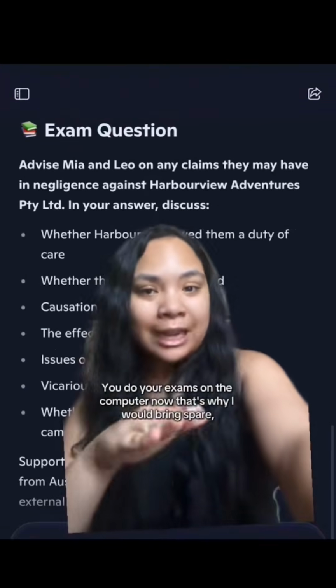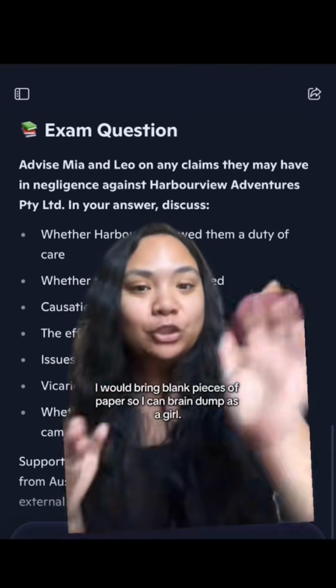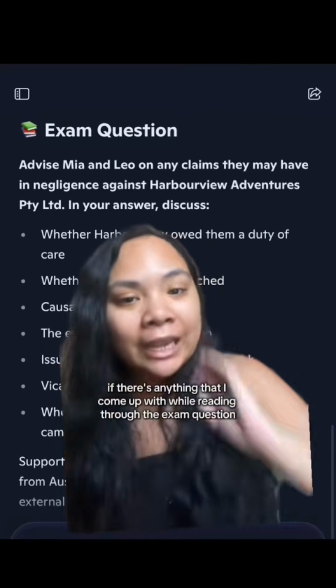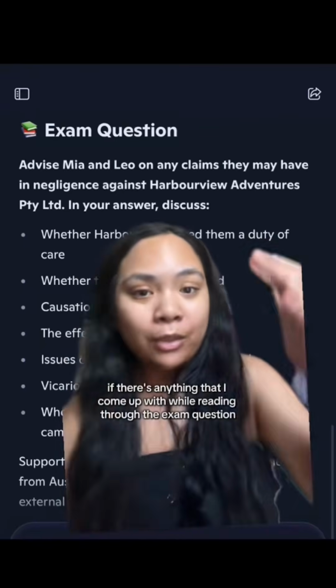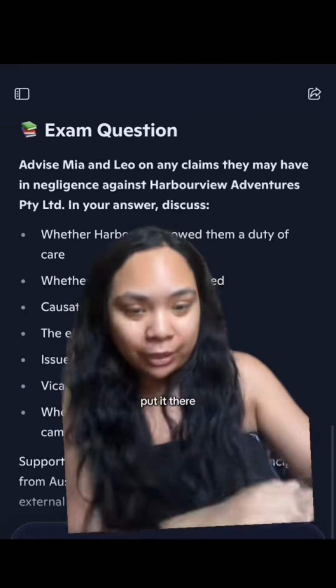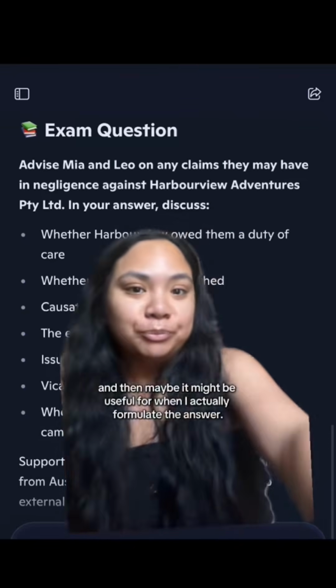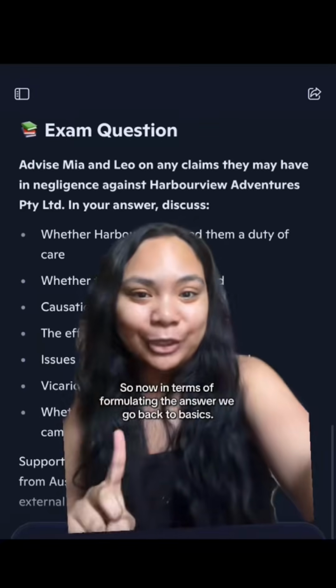If you do your exams on the computer now, that's why I would bring blank pieces of paper so I can brain dump as I go. So if there's anything that I come up with while reading through the exam question and the scenario, I would just write it down, and then maybe it might be useful for when I actually formulate the answer. So now, in terms of formulating the answer, we go back to basics.